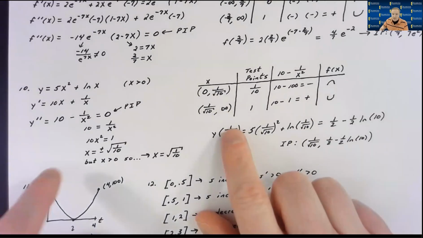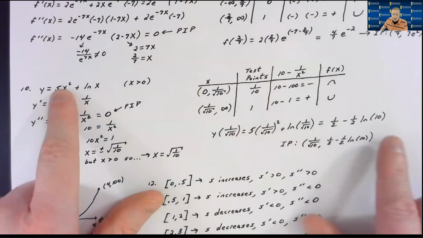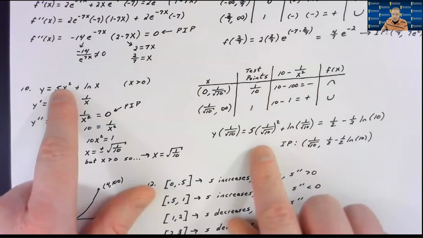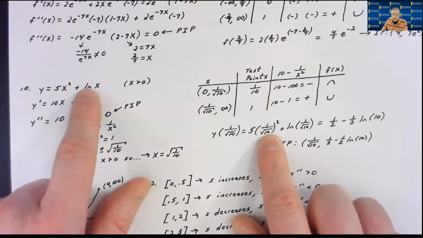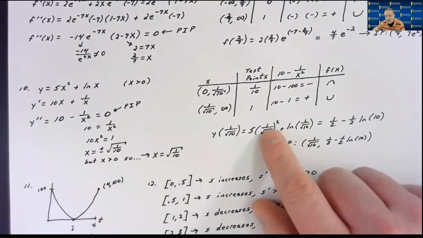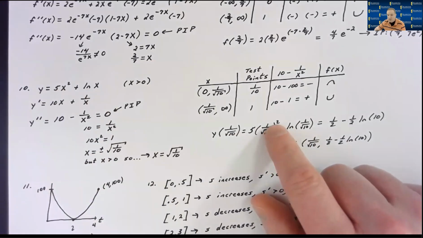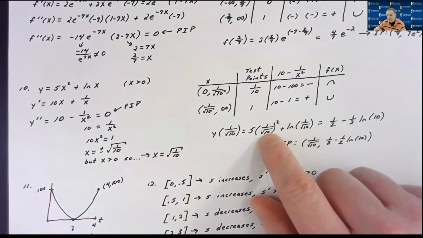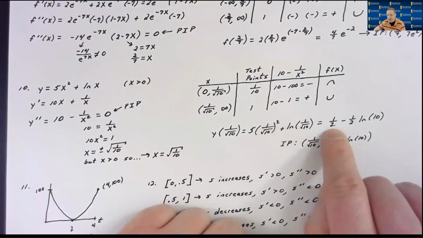So you say, well, you just plug your inflection point in to find the y value in the inflection point. And you can say, well, that's going to be 5 times 1 over the root of 10 squared plus the natural log of this 1 over the root of 10. Now, when I solved this, I said to myself, well, I know if I'm squaring this, 1 squared is 1, the root of 10 squared is 10. So this is 5 times 1/10. Gives me 5 over 10. 5 over 10 reduces down to 1/2.